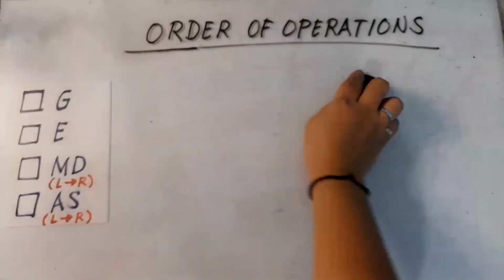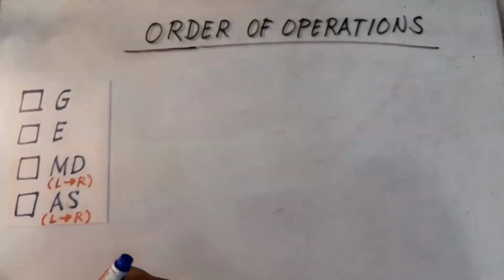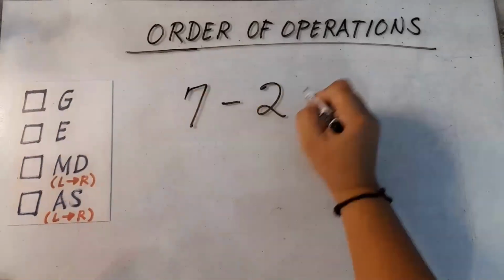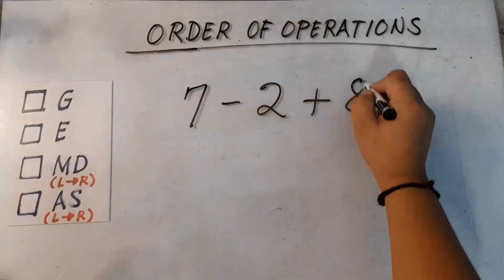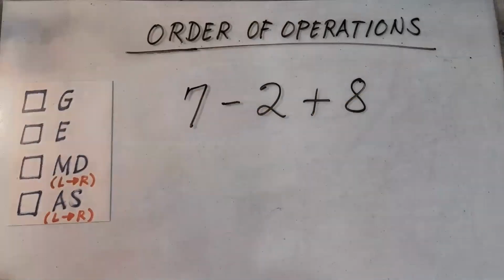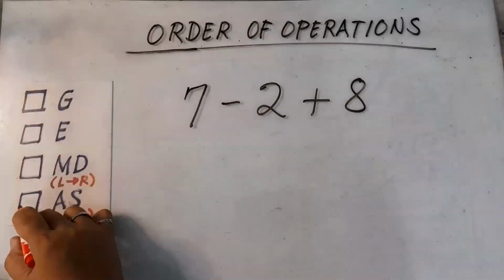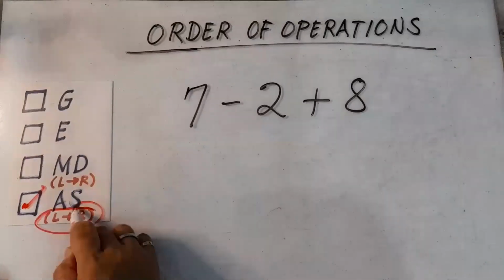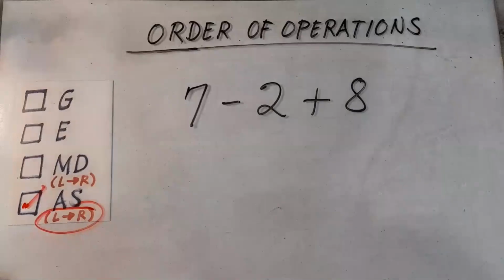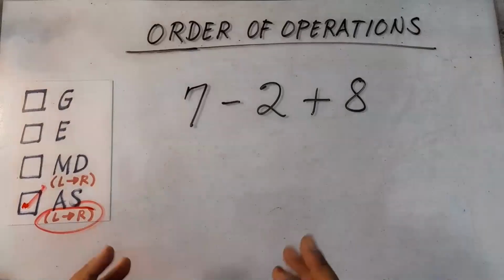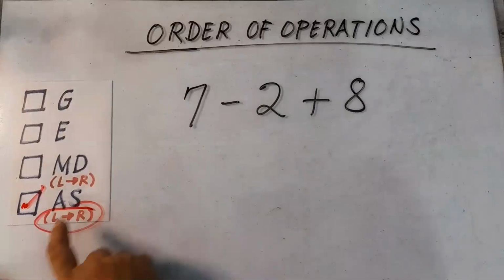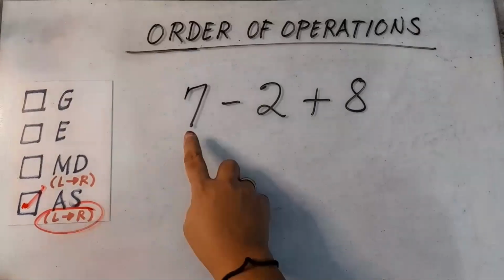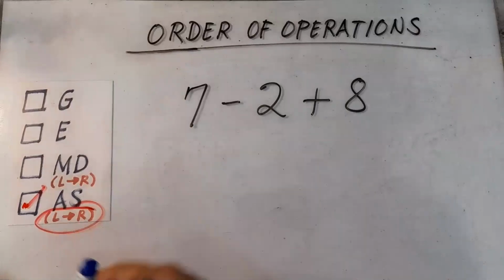Paano po kung minus muna yung nasa kaliwa? So, let's have this. Suppose we have 7 minus 2 plus 8. Ang nakalagay diyan, doon sa ating checklist, it's AS. But take note, people, addition and subtraction, they are tied up. Magkasama sila doon sa level. So, ibig sabihin, we will do it from left to right. So, alin ang nauna? Sa kaliwa.